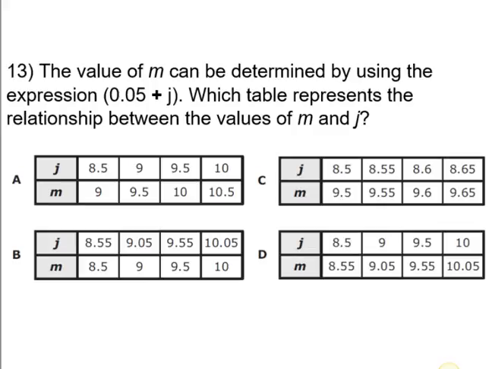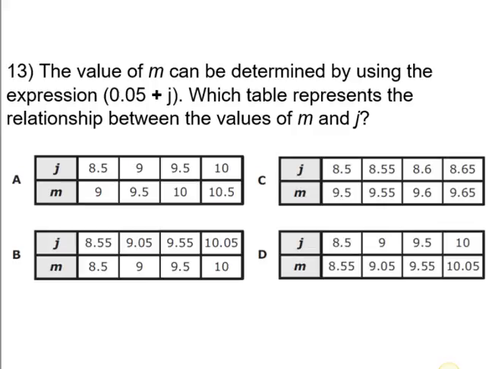For B, when J is 8.55, M is equal to 8.5. When J is equal to 9.05, M is equal to 9. When J is equal to 9.55, M is equal to 9.5. When J is equal to 10.05, M is equal to 10. Let's look at C. When J is equal to 8.5, M is equal to 9.5. When J is equal to 8.55, M is equal to 9.55. When J is equal to 8.6, M is equal to 9.6. When J is equal to 8.65, M is equal to 9.65.